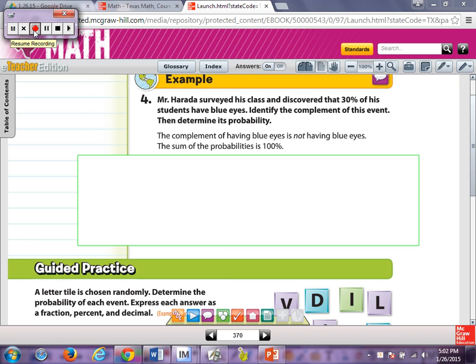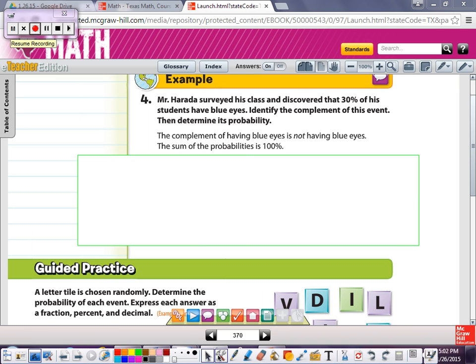Alright guys, now we're finally ready for our last example, example number 4. Example number 4 says Mr. Harada surveyed his class and discovered that 30% of his students have blue eyes. Identify the complement of this event, then determine its probability. So we know that 30% of his students have blue eyes. We need to identify the complement. So the complement of having blue eyes is not having blue eyes.